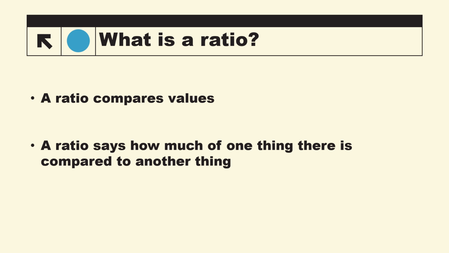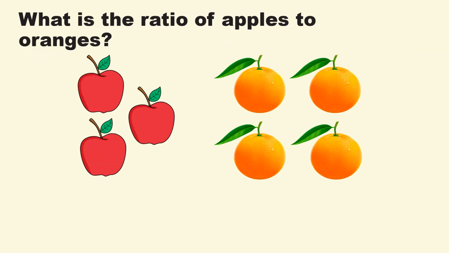So let's start with a simple example. Here you can see that I have some apples and some oranges, and the question says, what is the ratio of apples to oranges? So how many apples are there compared to how many oranges there are? There are 3 apples compared to 4 oranges. So this is one way that we can express ratios, with that little colon in the middle of the numbers. So let's talk about other ways to express ratios.